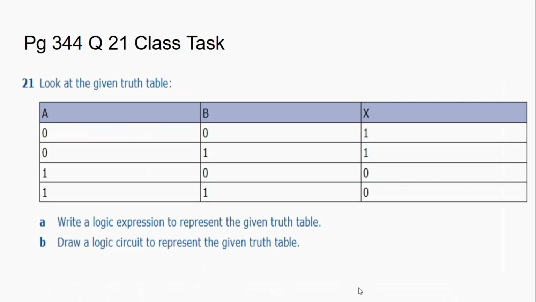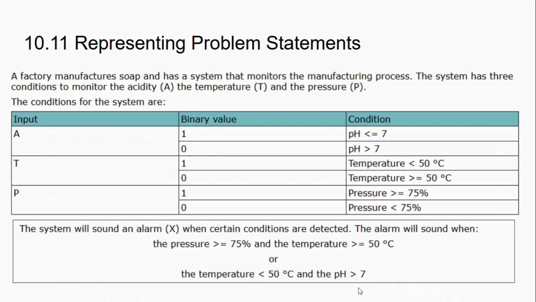And this is a home task, representing problem statements. Then how do you write the expressions out of statements, out of sentences? How do you write it? Here you can see: a factory manufactures soap and has a system that monitors the manufacturing process. The system has 3 conditions.